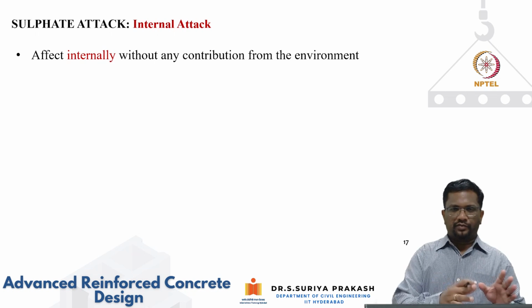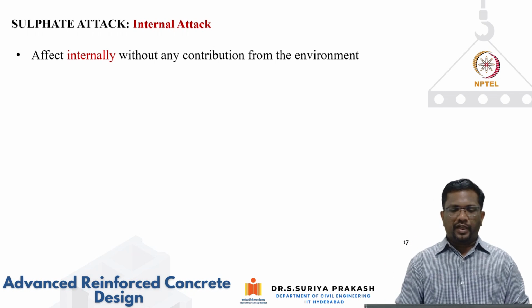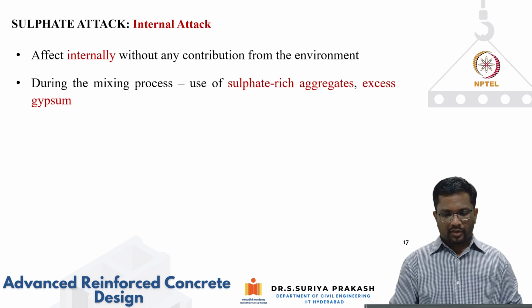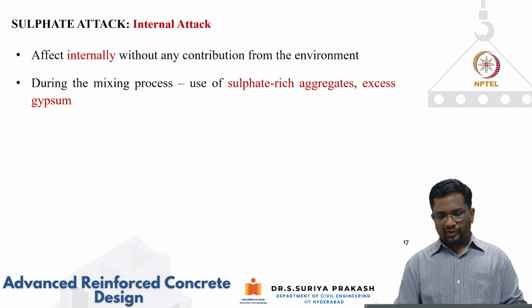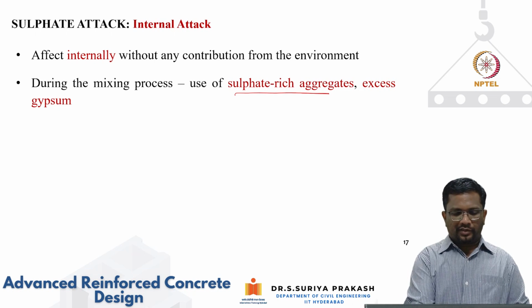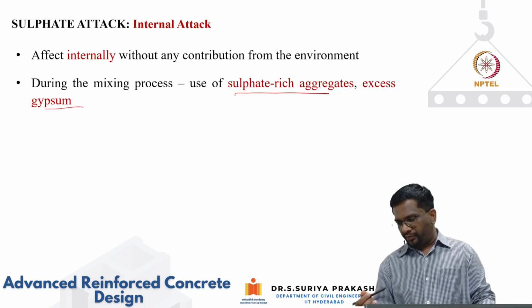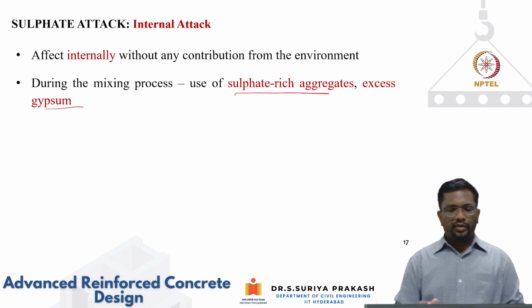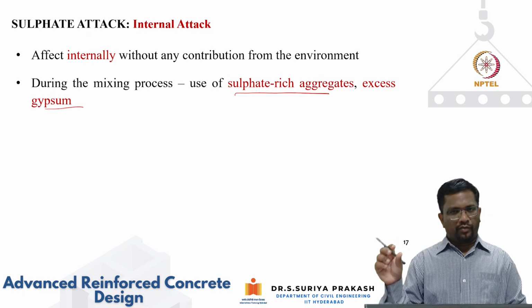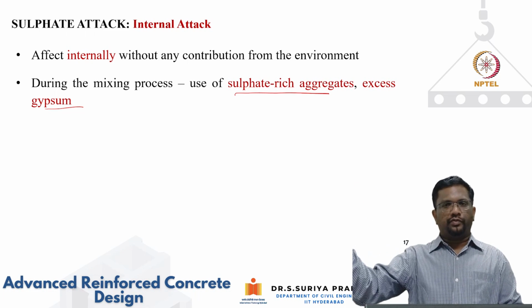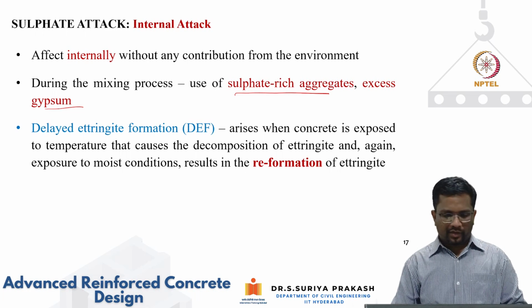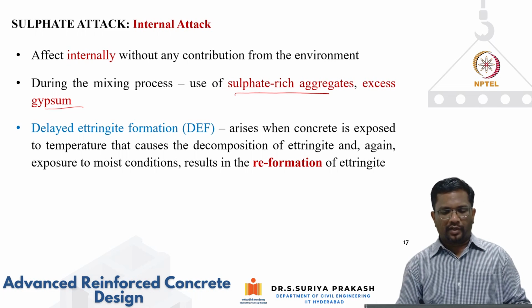Right. So now this is for external attack. Now the internal sulfate can affect concrete internally without any external contributions from the outside environment. During the mixing process, we may use sulfate-rich aggregates or excess gypsum. The gypsum is what you use for controlling the setting time. If excess gypsum is available, it will convert and form monosulfate. Further, that monosulfate can react with gypsum to produce delayed ettringite formation. So this is the delayed ettringite formation.